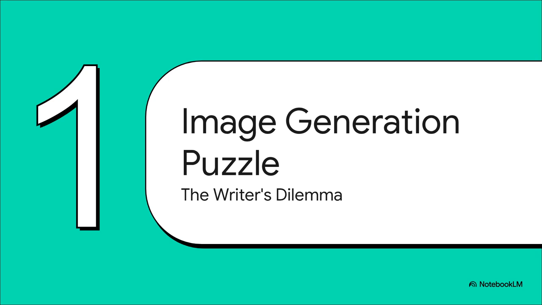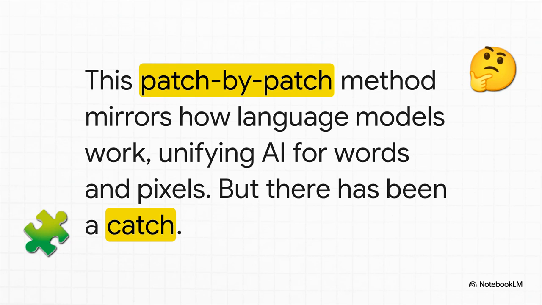All right, so let's get into it. What exactly is this puzzle that's been holding the writer models back? See, the whole idea behind building an image sequentially, patch by patch, is, well, it's really elegant. It works exactly the same way a large language model writes text. And that's a huge deal. It could be the key to a unified AI that handles all sorts of data, words, pictures, you name it, in the same way. But there's always a but, right? There's been a major catch.